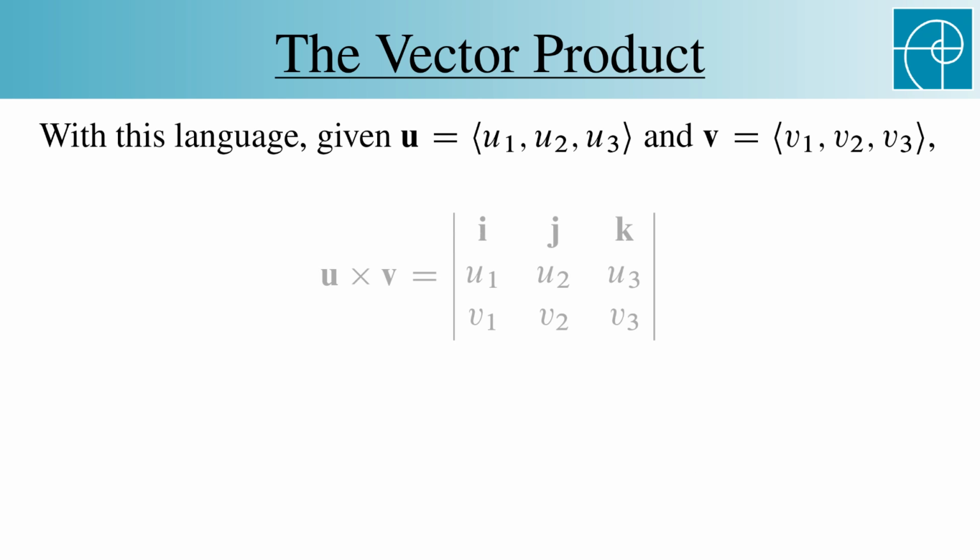Finally, the vector product of u and v can be written like this. I encourage you to look back at the original formulation of the third definition and convince yourself that it's equivalent to this determinant form.